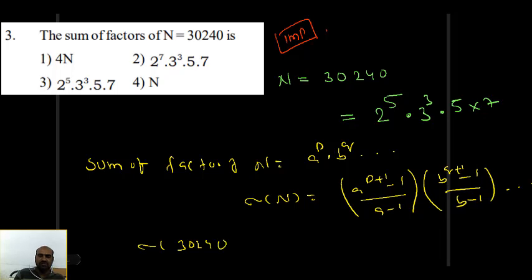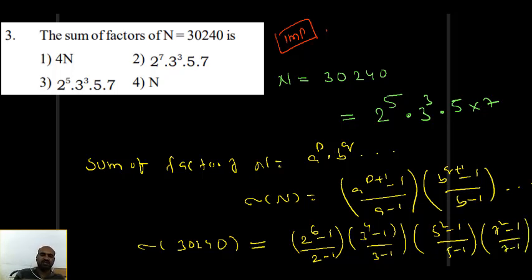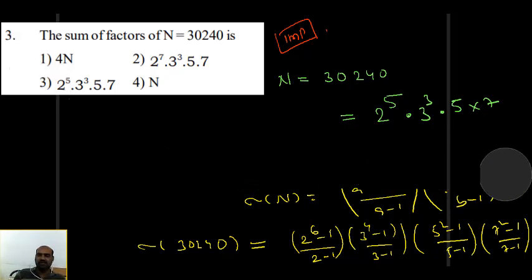30240 is equal to, what I can write, 2 power 6 minus 1 by 2 minus 1 into 3 power 4 minus 1 by 3 minus 1 into 5 power 2 minus 1 by 5 minus 1 into 7 power 2 minus 1 by 7 minus 1. Now we want to simplify this. What will be the result? Okay, now here only I will simplify.